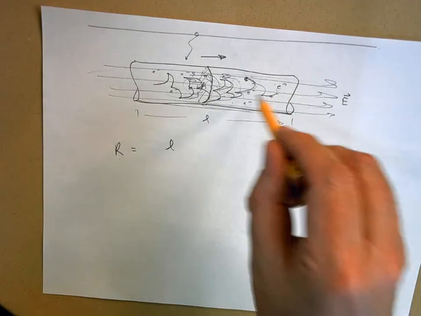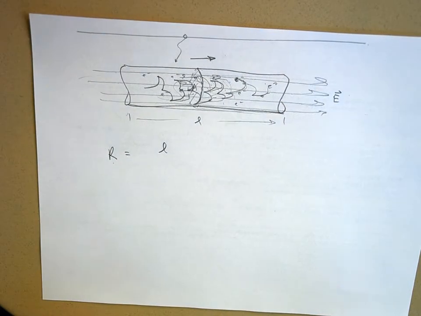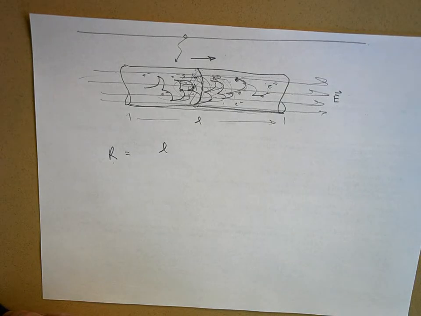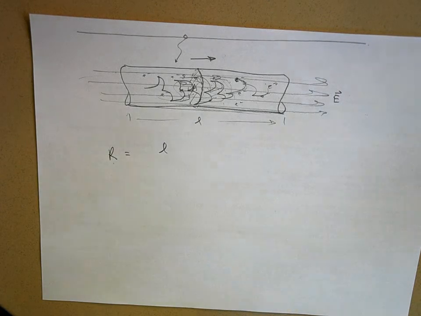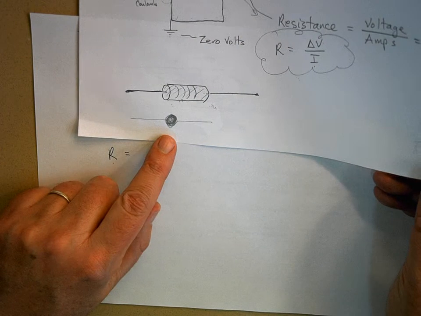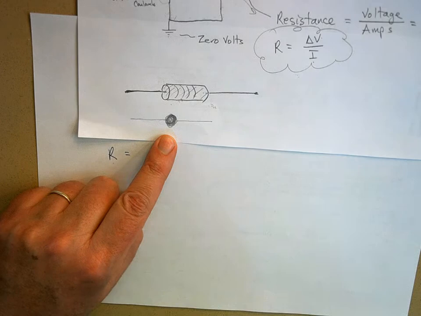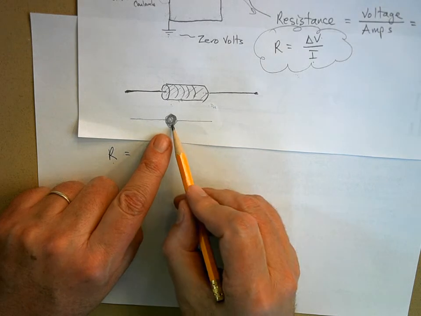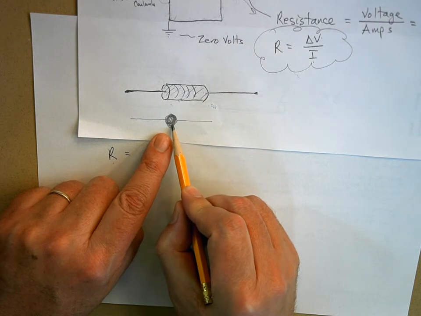So the longer the wire, the greater the resistance of that wire. And remember I told you sometimes they make resistors by taking a wire and just winding it, making a super long wire that fits in a little spool. Okay, that's what they're doing.